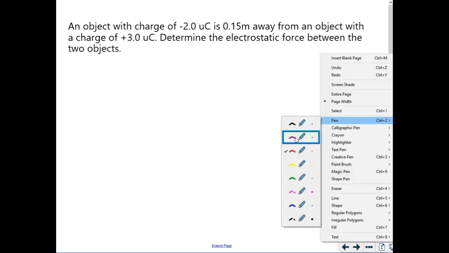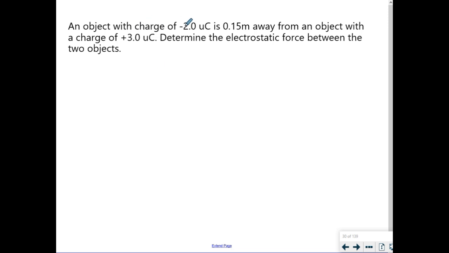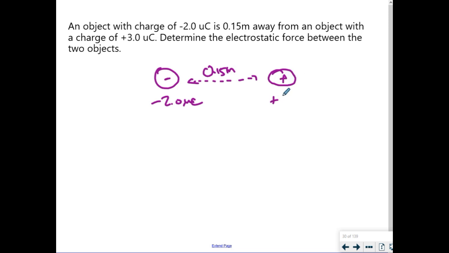This one's pretty basic, the first one. We are going to have an object with a charge of -2.0 microcoulombs. So this is a negatively charged object. And it has been measured to be 0.15 meters away from a positively charged object with 3.0 microcoulombs. And we're being asked to figure out how much force is between them.